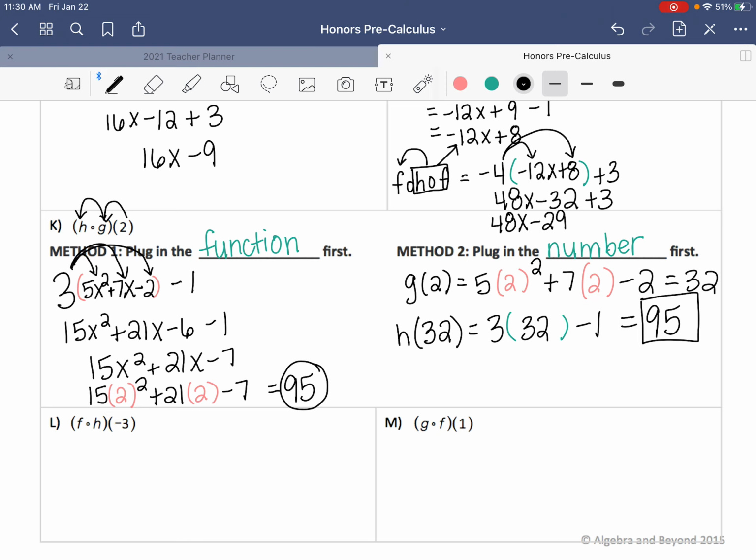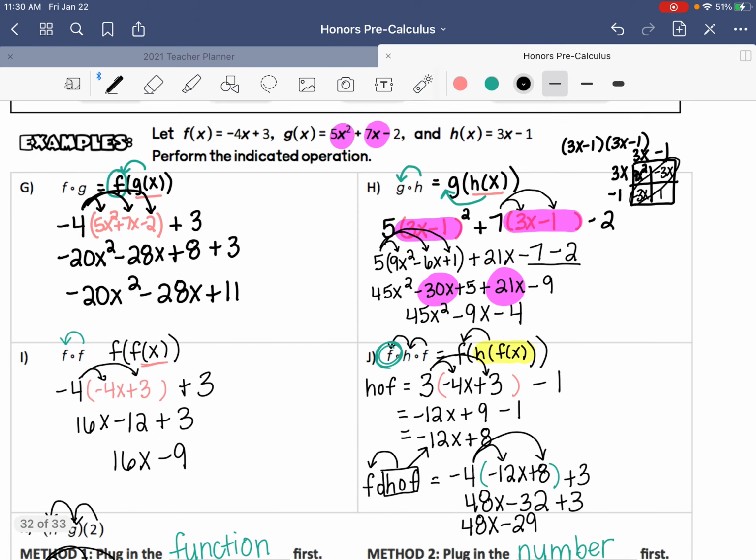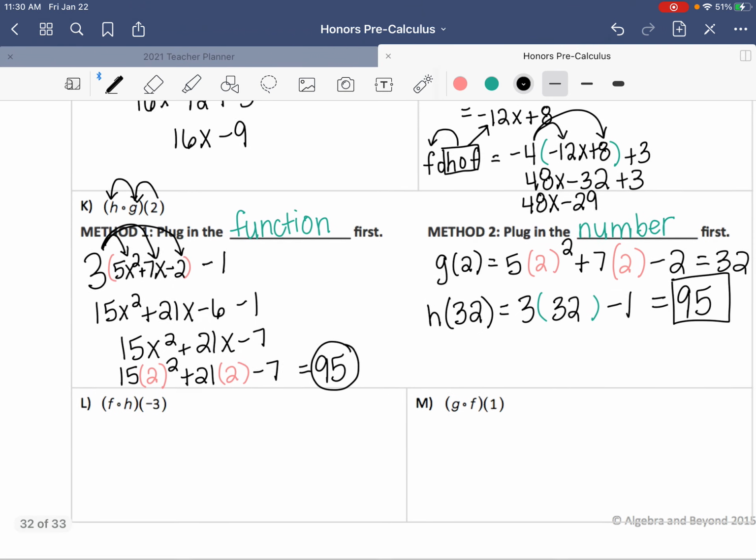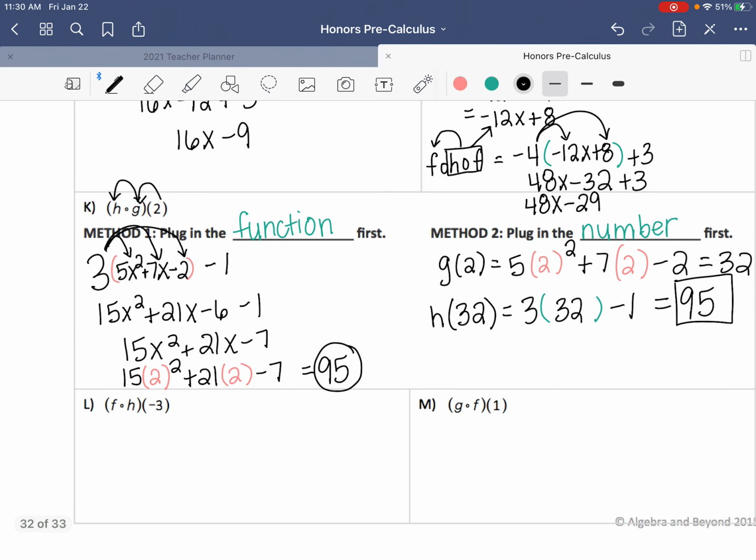how the functions are laid out, especially if you're having to multiply, like we did up here with the box. If you're having to do that, then it can become a tedious process. Again, it's completely up to you how you choose to do it. So I'm going to do it again with my number first. So I'm going to plug -3 into h.